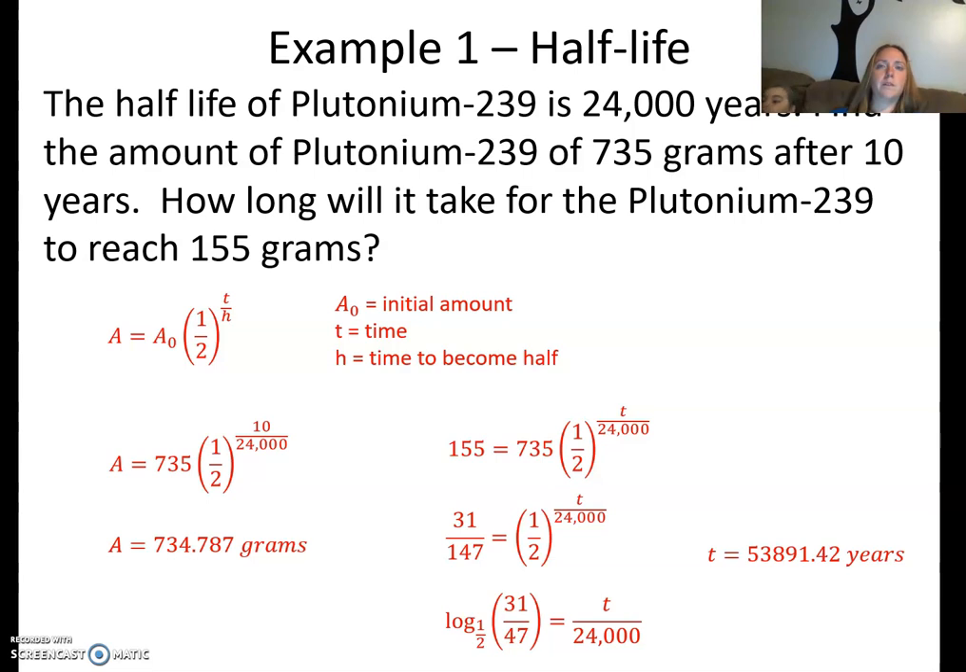That's how long it would take for that specific thing, the plutonium, to get down to 155 grams. Okay? Which should make sense. It should be a long time because it takes 24,000 years for it to get cut in half. So if we're going down to 155, we're going to have to take quite a bit of time to do that. Okay? So that's our half-life type problems.